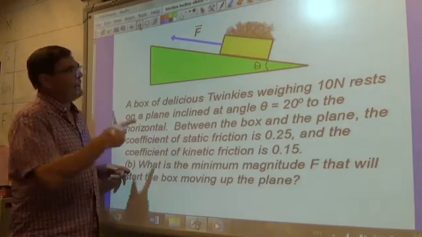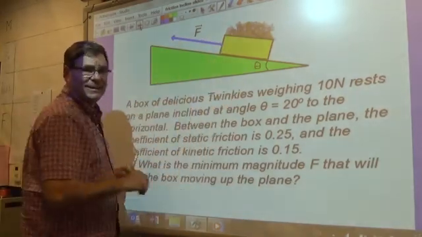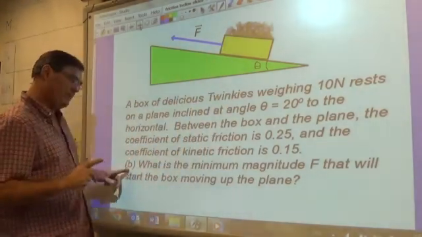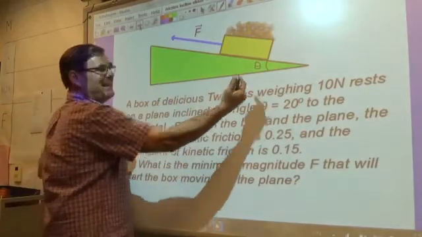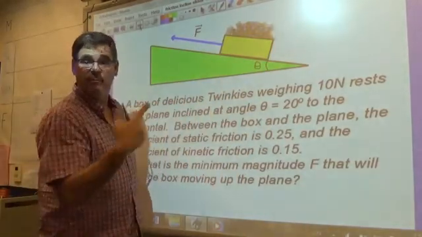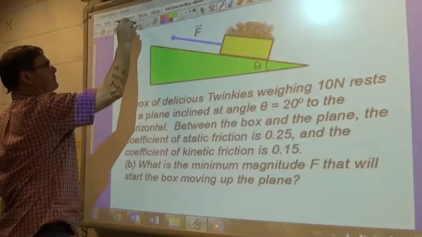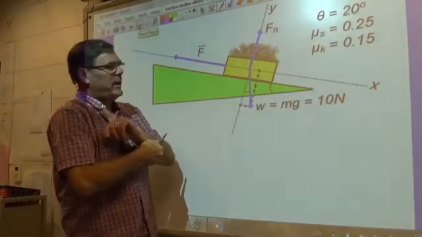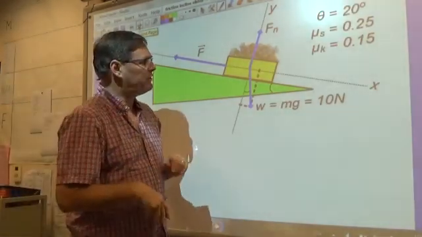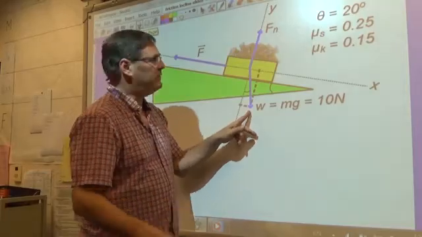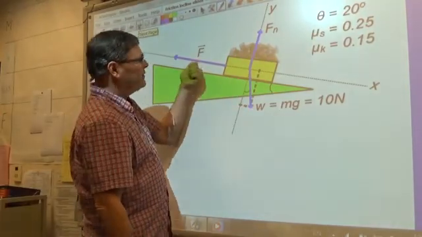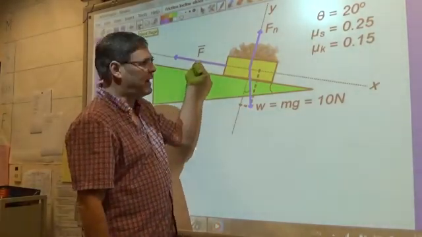So we figured out what is the minimum force to hold it in place. Now let's find out what is the minimum force needed to get the box to slide up the ramp. Okay, so step one, draw the force diagram. We still have the weight. We still have the normal force. We still have a force directed up the ramp.